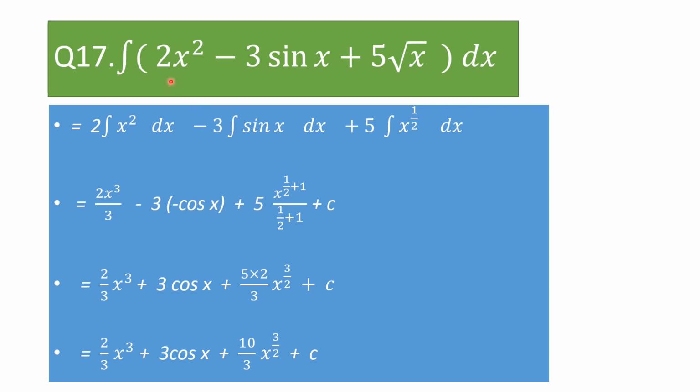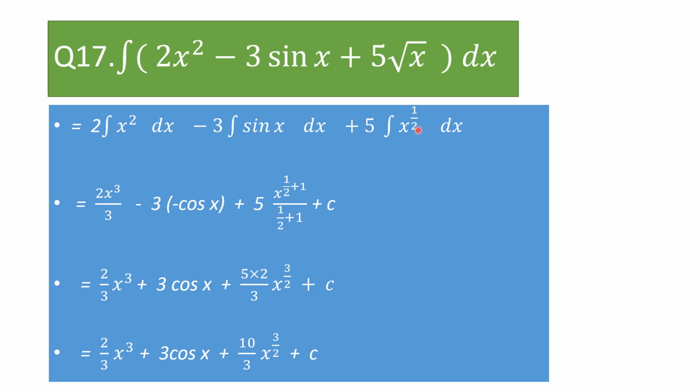Integration of 2x square minus 3 sin x plus 5 under root of x. Please give the integration sign individually to these three terms shown on your screen. So your answer is 2 integration of x square minus 3 integration of sin x plus 5 integration of x power 1 upon 2. So the 2 will come as it is. What is integration of x power 2? It will be x power 2 plus 1 upon 2 plus 1. So it is x cube upon 3 minus 3. Integration of sin x is minus cos x, plus 5 copied as it is.